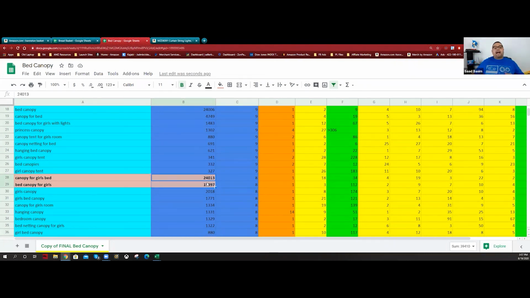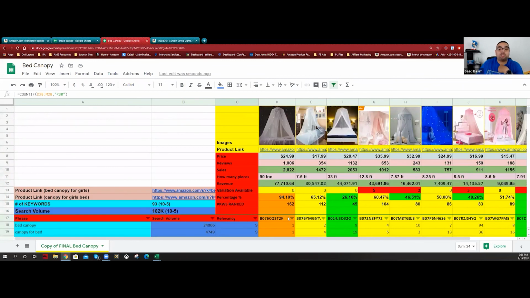Then when I looked at the high relevancy and started matching the relevancy with search volume, I found out those two are actually doing very well. So now my position changed from doing something white to something specific to girls. Remember when I told you sub niche? This is the same concept. I think I need to do something here with girls. So I started looking into bed canopy for girls.